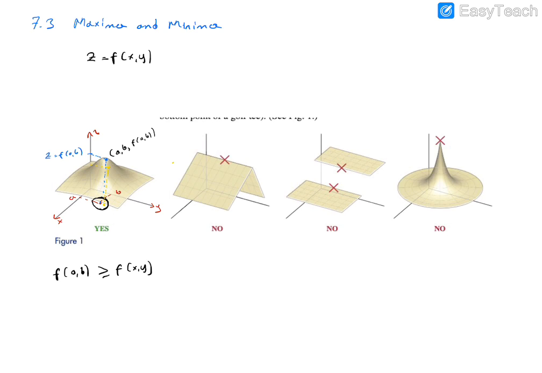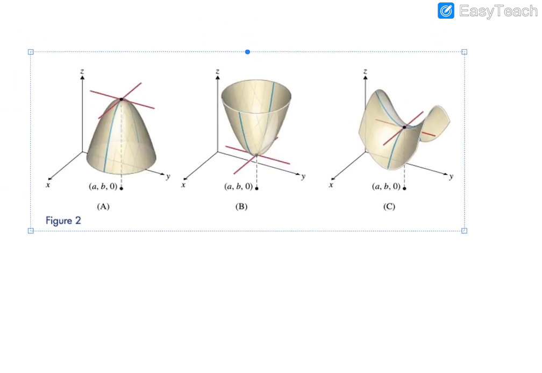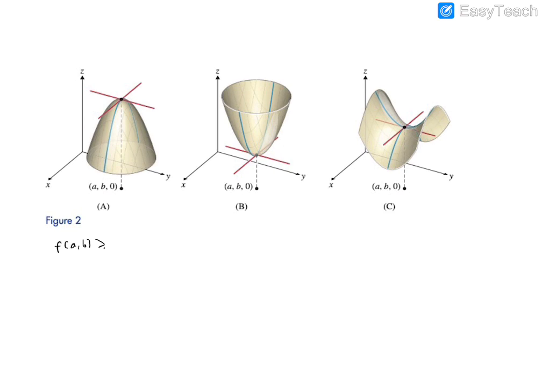Or it can be a minimum value. Let's show some other figures. Here, the same situation can be observed. Your point x, y is here, for example. This value, f of x, y, is compared with the f of a, b value.